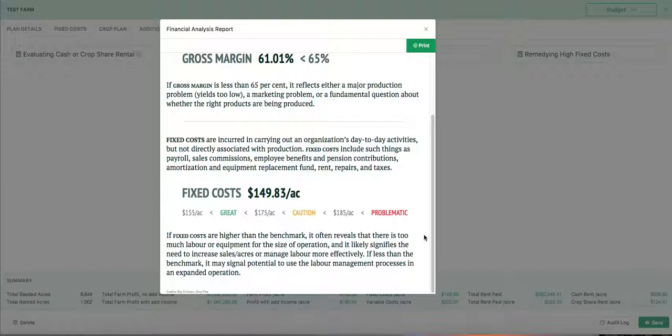And if indeed they're very high and you've got all the tools, then you should be increasing acres. And that leads us to the next video with regards to remedying high fixed costs.